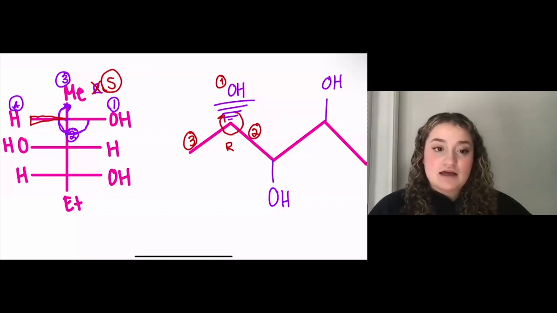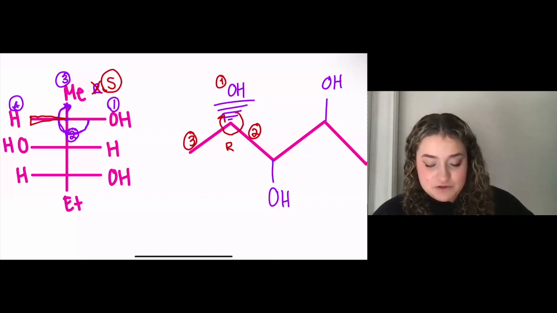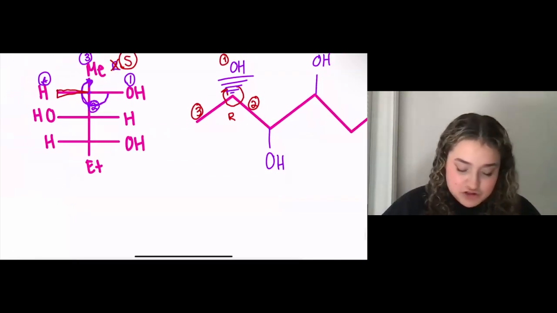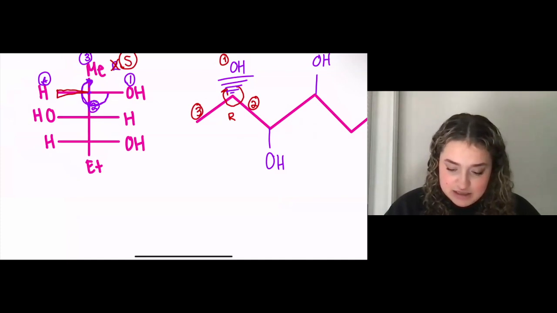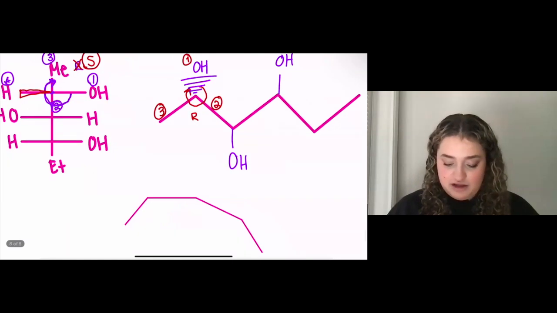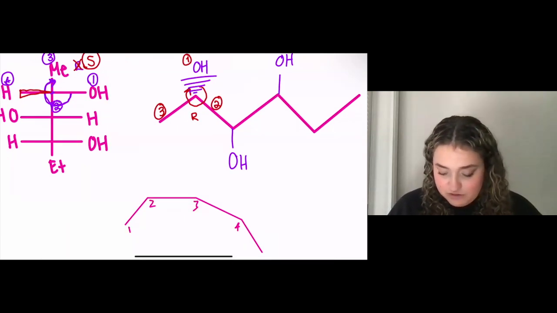Boom. Now I'm going to show you how to figure out the rest intuitively, okay? We already know that if I were to draw it like this, if you were to continue it, this is how I would draw the outline for this. This is my carbon 1, 2, 3, 4, 5.